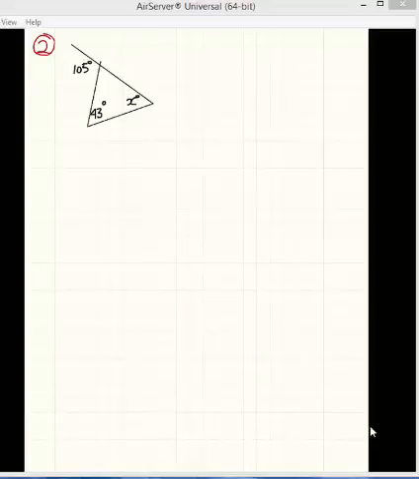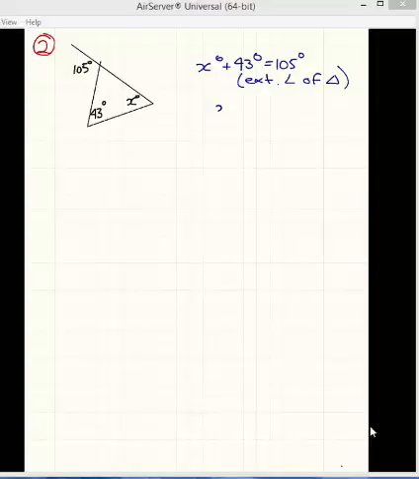We can use that to work out the angle x here that you can see. So what we know is that x plus 43 is equal to 105. How do I know that? Because it is the exterior angle of a triangle. So then it's pretty simple. x is equal to 62.